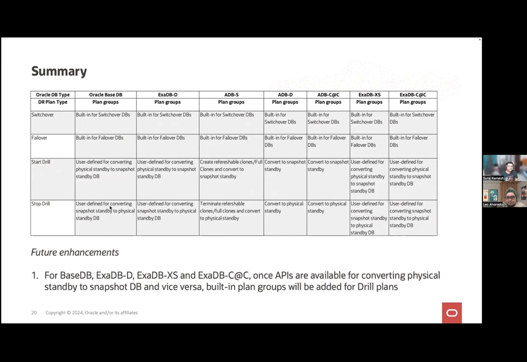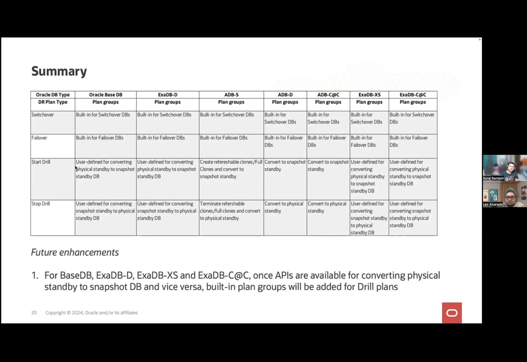Okay, so I've summarized all the plan types with all the database services, so that you get an overview of what you get from the various plan types. Let me quickly go through that. There are four plan types: switchover, failover, start drill, and stop drill. I've already mentioned the significance of creating the Data Guard setup through the cloud automation. Assuming you do that, then for all the database services you should be able to see the built-in steps for the database, depending on the plan type, like switchover and failover.